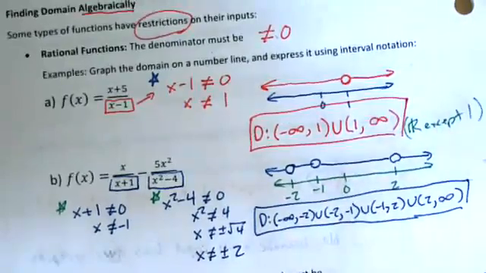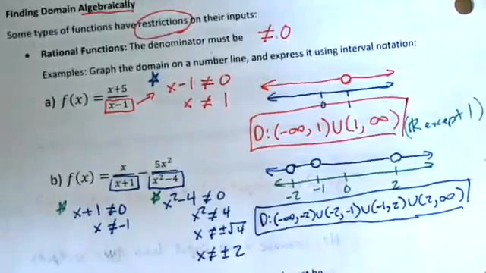Right here, what are we ultimately doing? What are we trying to do? Yeah, we're finding what x is allowed to be. We're finding the domain, which is all the x's that are allowed to go into these functions.